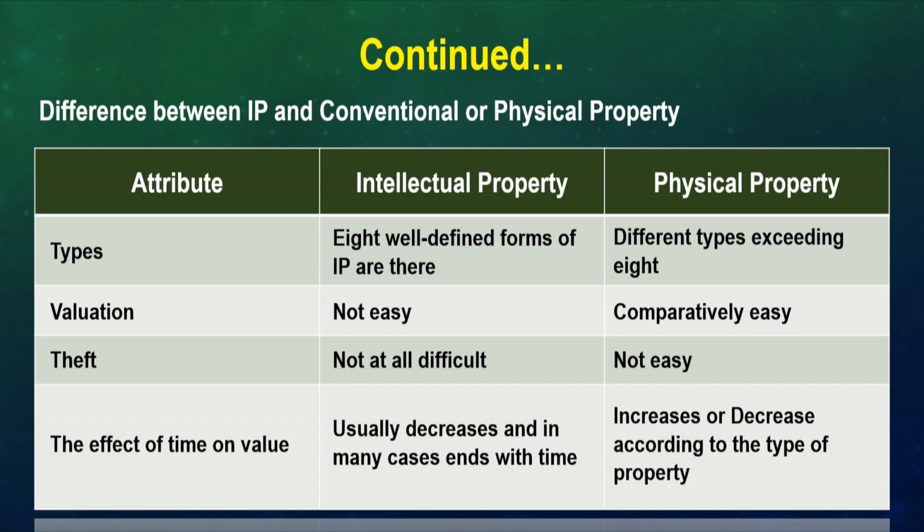For example, the basic fundamental principle is that for the resources on which the dependency of the human population will increase, the value of those resources will increase. This is a supply and demand concept, where if the supply is more and demand is less, the value of those physical properties will decrease. That is it.